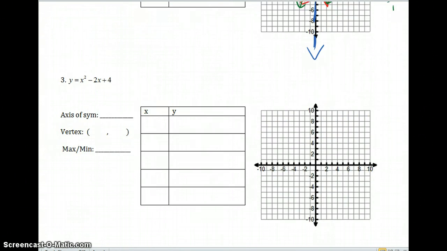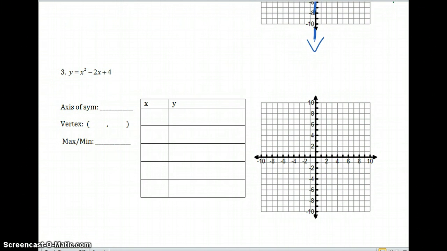Okay, let's go on to the next problem. By the way, I don't care which way you use, the XY table or the shortcut, but just so you know, in future you're going to see me doing the shortcut more than the XY table.